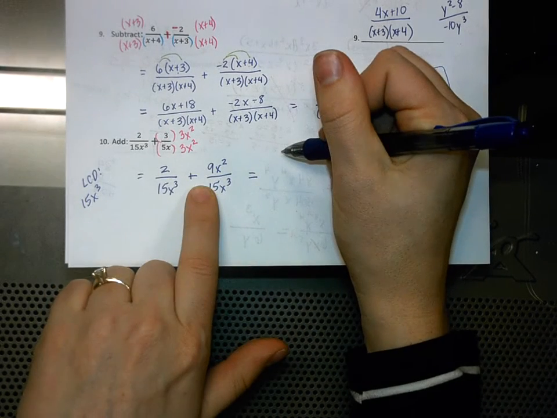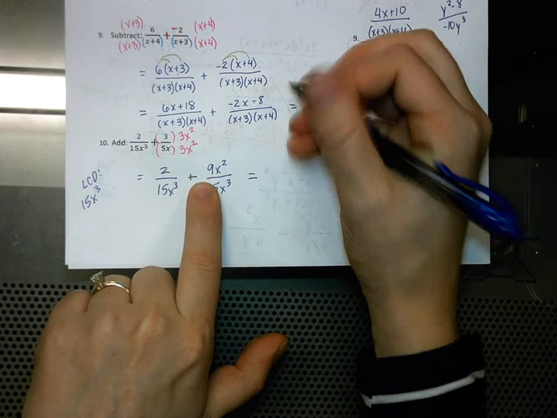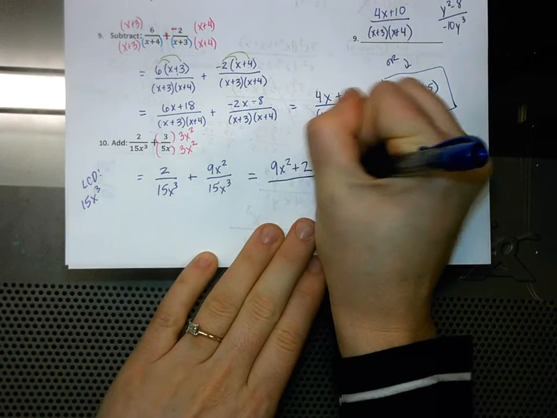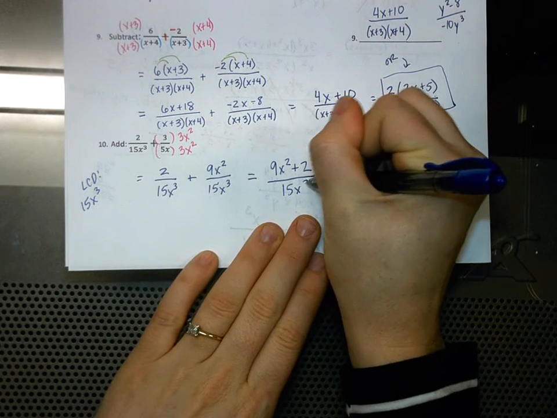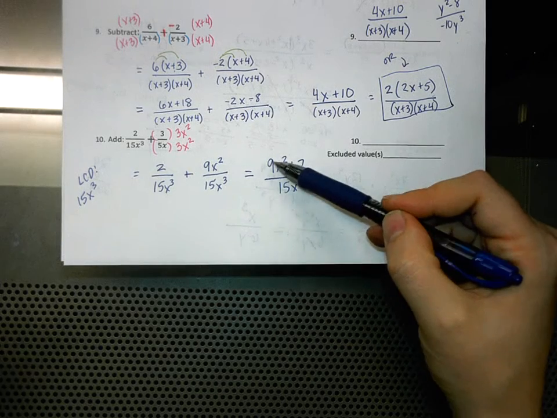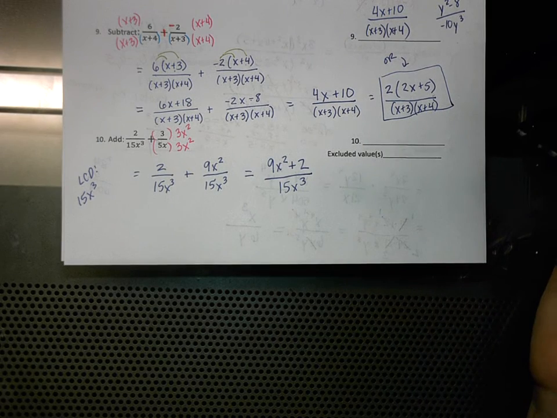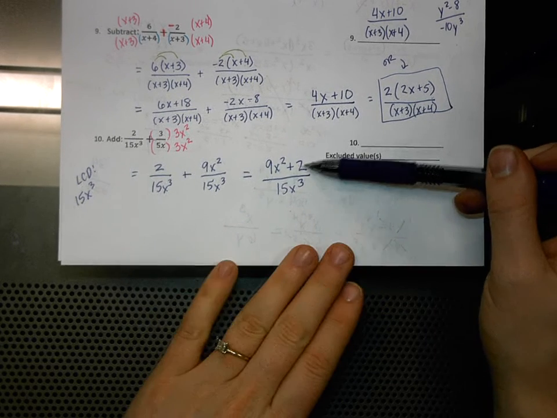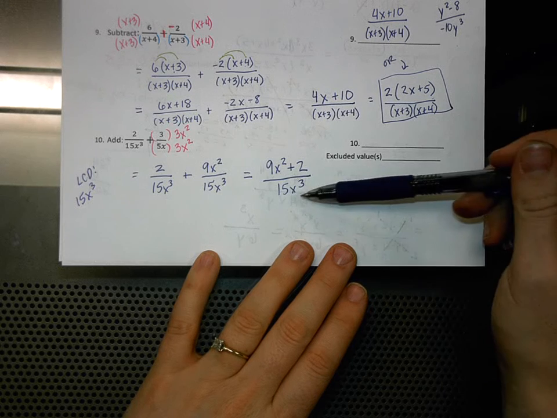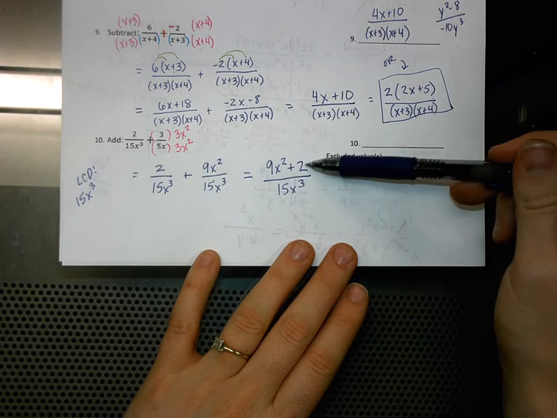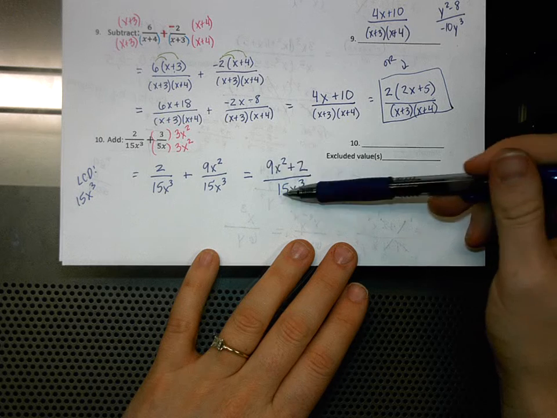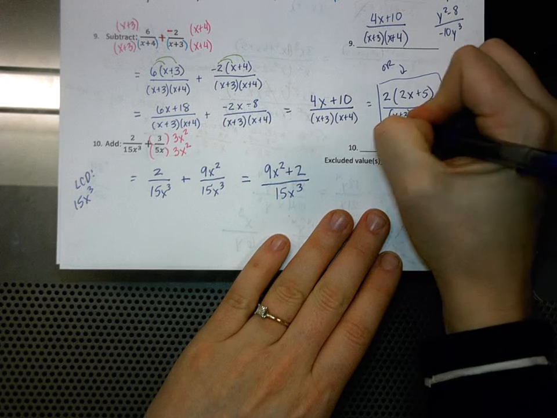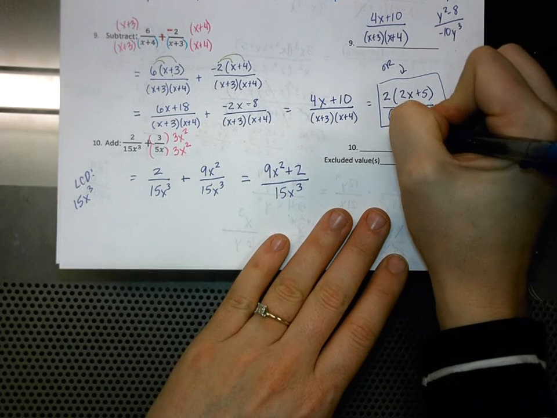Which of these terms is going to go first? 9x squared plus 2 over 15x cubed. Can I combine the 9 and the 2? Nope, they're not like terms. Can I factor the numerator? Nope, not a difference of squares. I can't reduce any x values because I don't have one in every single term. I can't reduce by 3 because I don't have one in every single term. So that is actually my most simplified version of this expression.